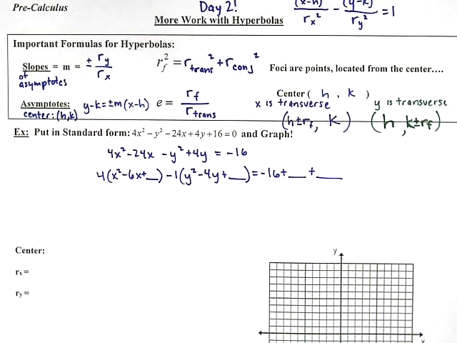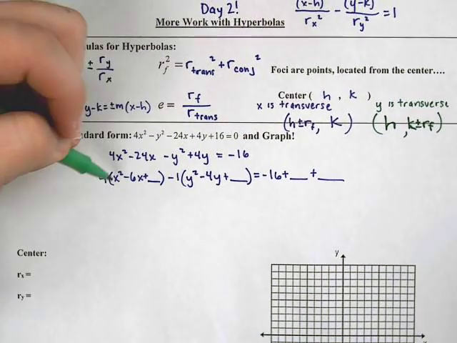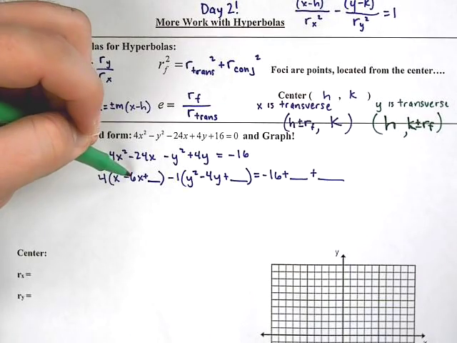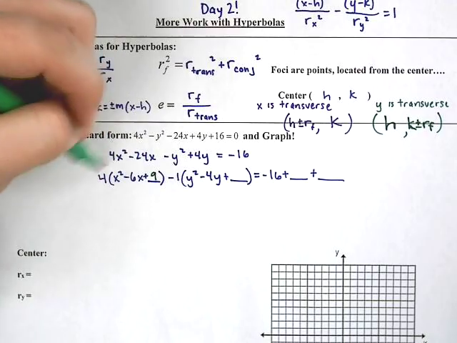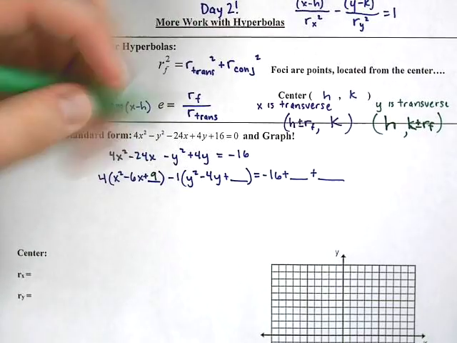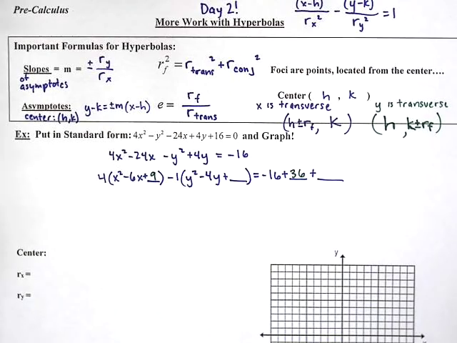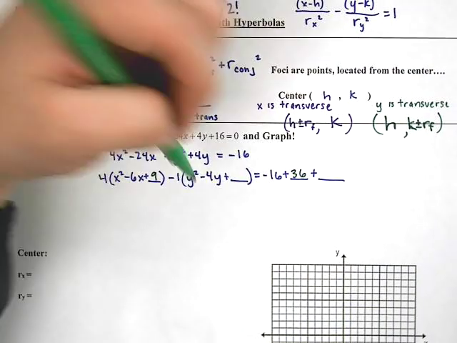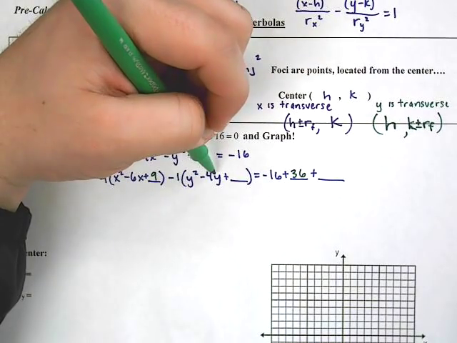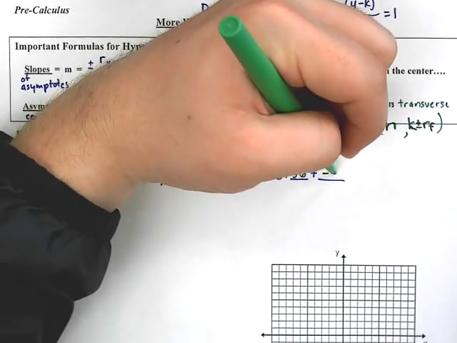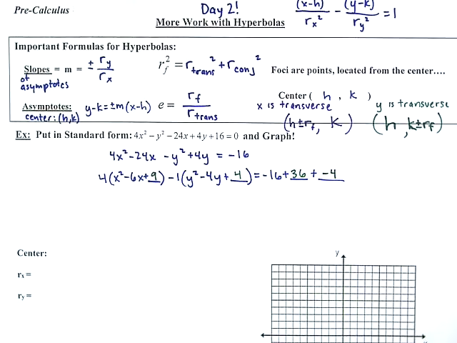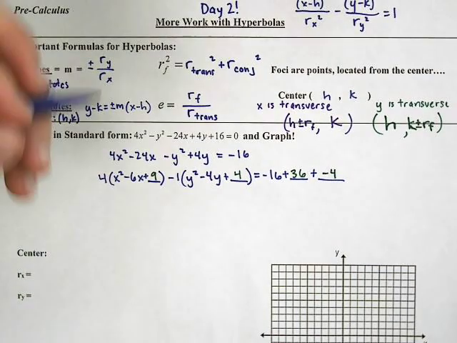So now let's see. When we complete this square, half of negative 6 is negative 3. Negative 3 squared is positive 9. That's not a 9 though, it's actually a 36. And then half of negative 4 is negative 2. Negative 2 squared is positive 4. Times negative 1 is a negative 4. And now we're getting somewhere.